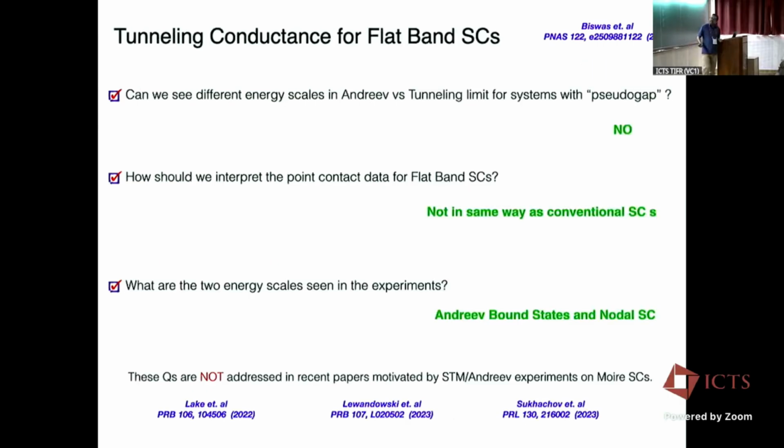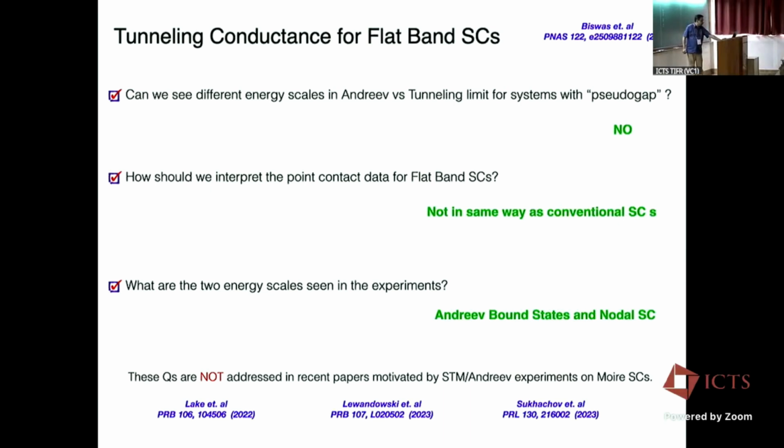Okay, so if that is true, can we see these different energy scales? Let me give you the answers. The first answer is no. Can we interpret the Andreev data as pseudogap and superconducting gap? The answer would be no. How should we interpret the point contact data? Not in the same way as conventional superconductors. And what are the two energy scales seen in the experiments? I'll try to argue that this is about Andreev bound states, and this gives us more evidence that what we have is a nodal superconductor. And these are some other papers which have been looking at other aspects of the tunneling in these modern superconductors.